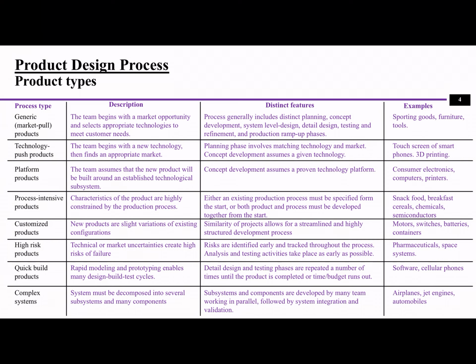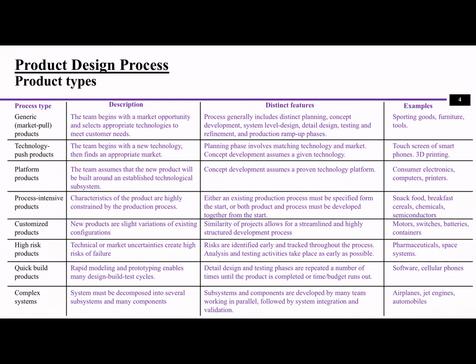Well, another type is customized products. This kind of product has very slight variations of existing configurations. So, for example, motors, switches, and battery containers, right? If you have a new product, then you probably just need to make sure that it meets the requirements of a certain application. So there might be just a slight variation from other products. So these are customized products.